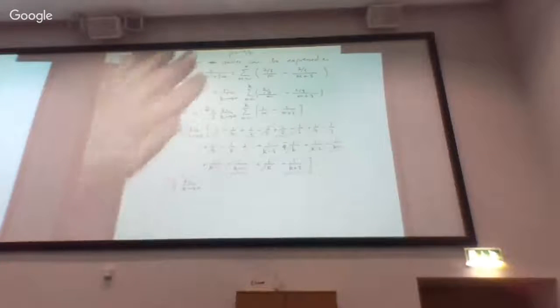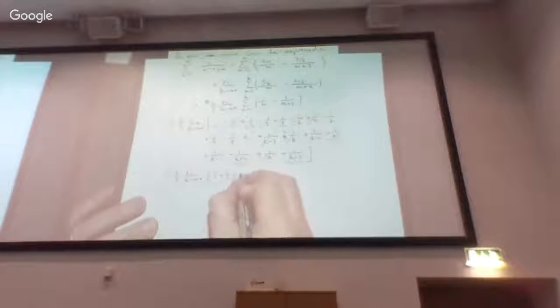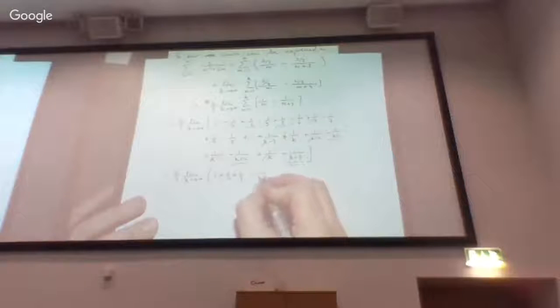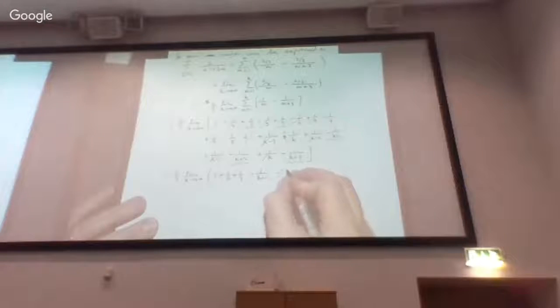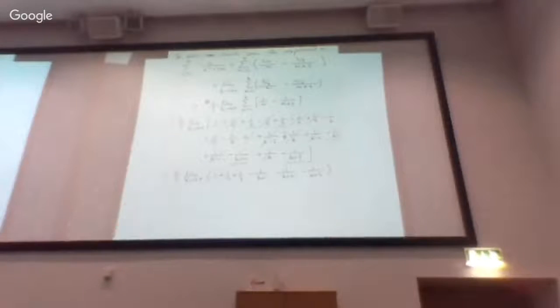So let's just write that out. We can omit all the cancelled stuff. We've got 1 plus a half plus a third minus 1 over k plus 1 minus 1 over k plus 2 minus 1 over k plus 3. Okay, that has simplified the partial sum.